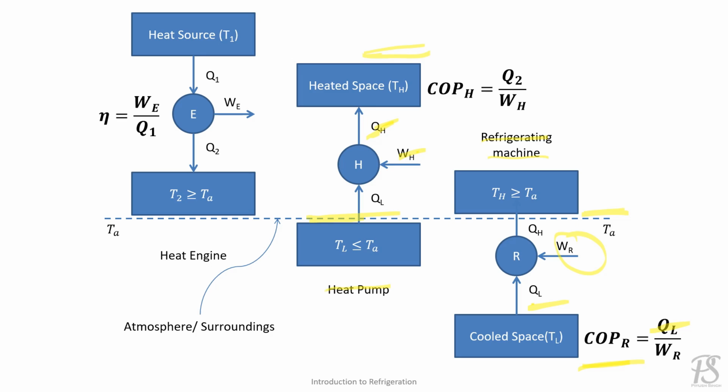Now the COP of a heat pump can also be written in this form. Which is equal to 1 plus QL upon WH, which is same as the COP of a refrigerator. Hence, the COP of a heat pump is 1 greater than the COP of a refrigerator.